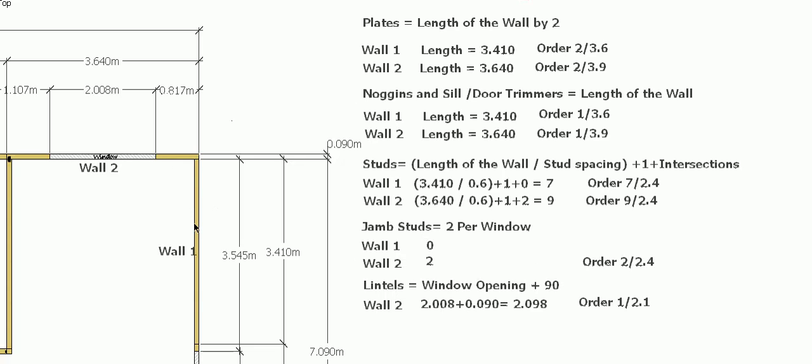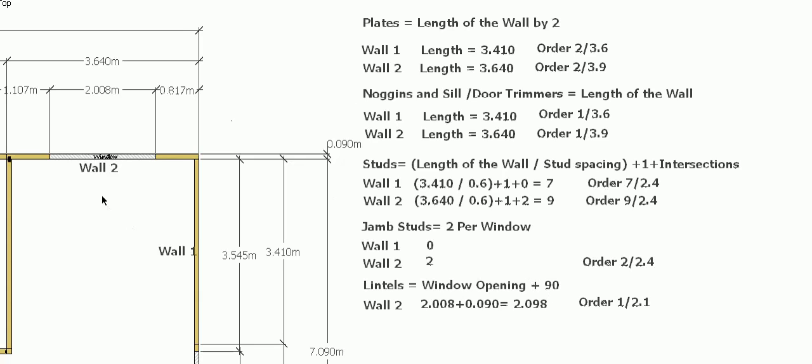So no window in wall 1, so I don't have to worry about that. So wall 2, so my 2 meters and 8 for my opening, plus 90mm gives me an effective opening or lintel length of 2.098 meters. So technically, 2mm longer, you could order a 2.1. I'd probably personally round that up and order a 2.4 just to be on the safe side, just to have that little bit extra timber available if I needed it.